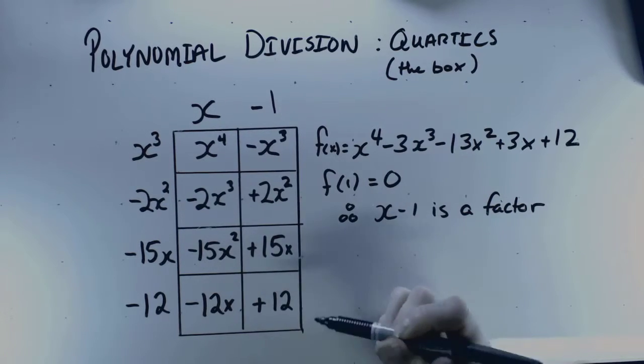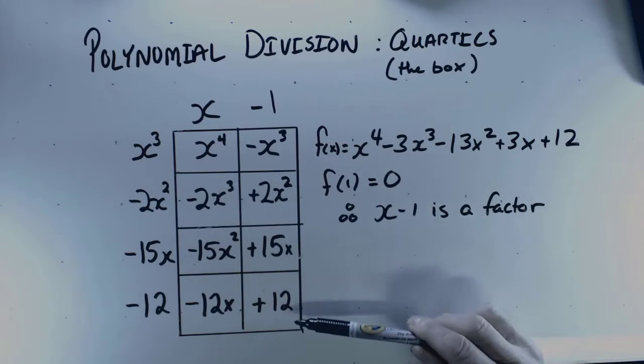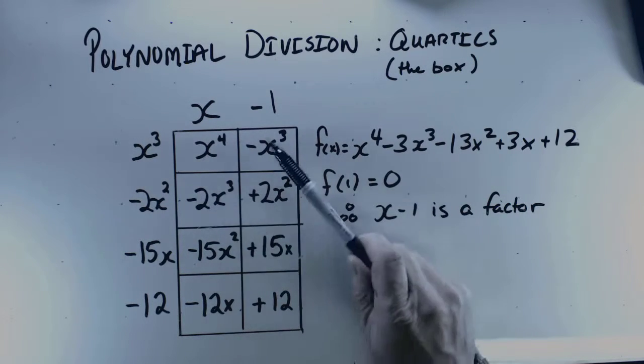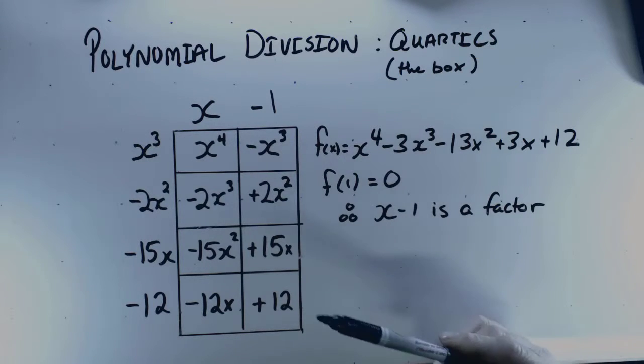which makes this a plus 12. And so I automatically know I've probably done it right, because it starts with x to the fourth and it ends in 12. And if I add these together, I get the appropriate coefficients for this polynomial.